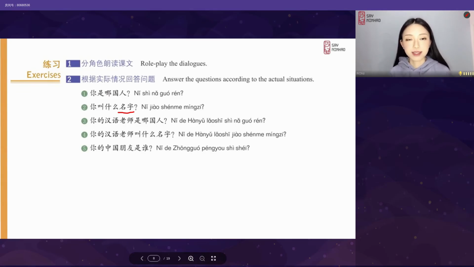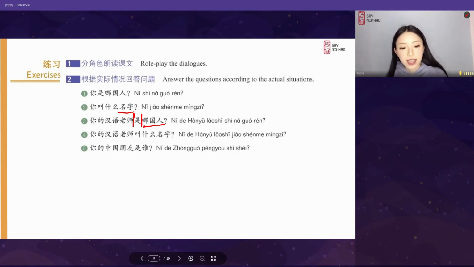Okay, next question is 你的汉语老师是哪国人？This question means your Chinese teacher is which country's person, which means where is your Chinese teacher from? So how to answer it? You should say, my Chinese teacher is which country's person, right? So in Chinese it is 我的汉语老师是中国人. Okay, very good. 我的汉语老师是中国人, or 我的汉语老师是美国人, 我的汉语老师是韩国人 as well. These are all right. Try to answer these questions according to your own situation.